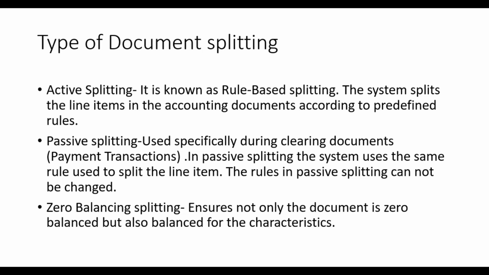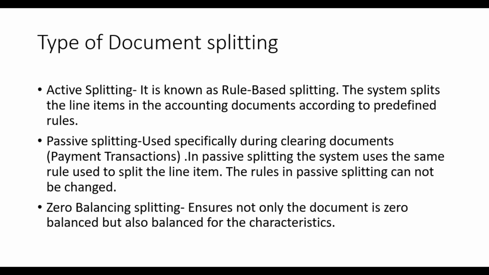There are 3 types of document splitting. One is active splitting, also known as rule-based splitting. That means the system is going to split the line items as per our configuration, with predefined rules, meaning predefined configurations. As I told, I created this derivative rule and all. So that is the meaning of predefined rule. With this predefined rule, the system is going to split the line items.